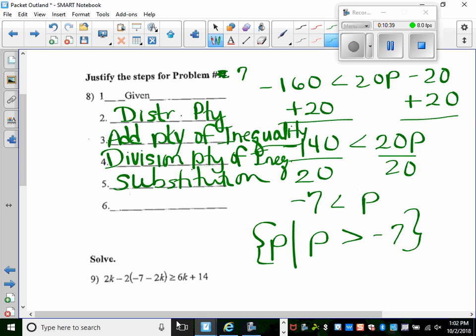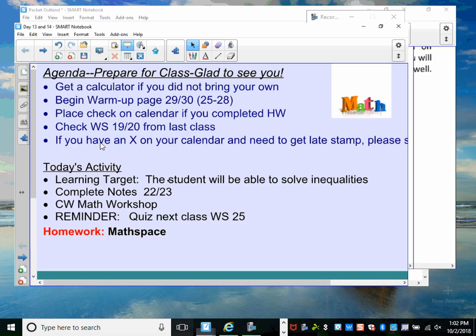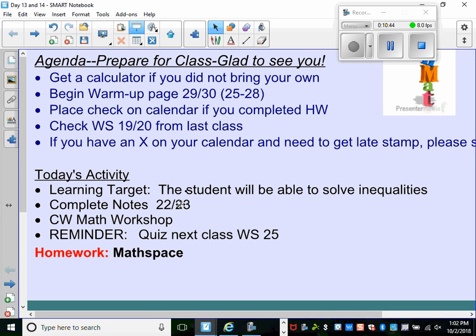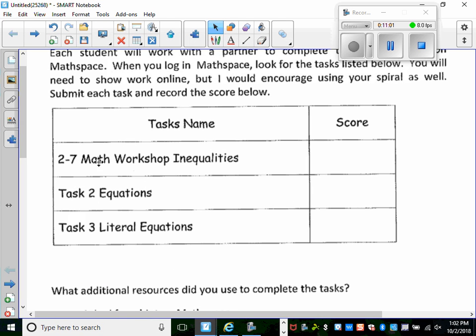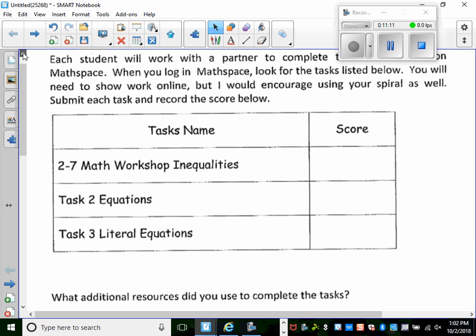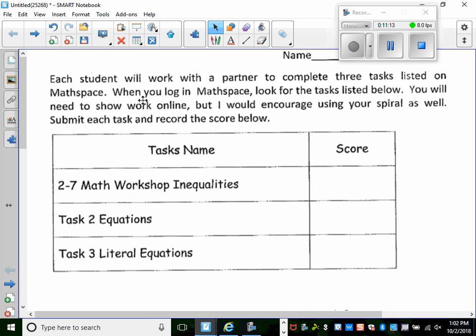Okay. All right, so let me go back to what we're going to be doing next. So we just finished what we're going to do for notes for 22 and 23. Okay, so now we'll start the math workshop, and you're going to be going on to your math space. You're going to be looking for these 3 tasks. Okay, so you're going to be looking for 2-7 math workshop inequalities. Task 2 will be equation. Task 3, literal equations.